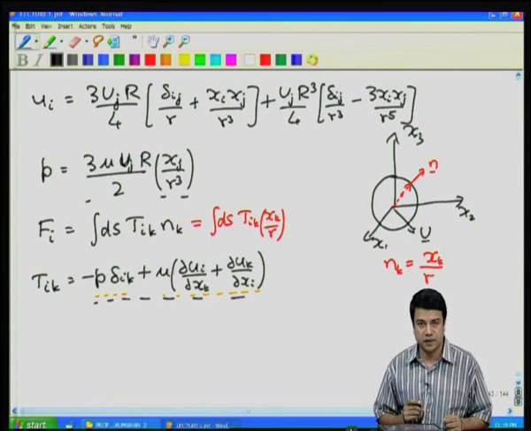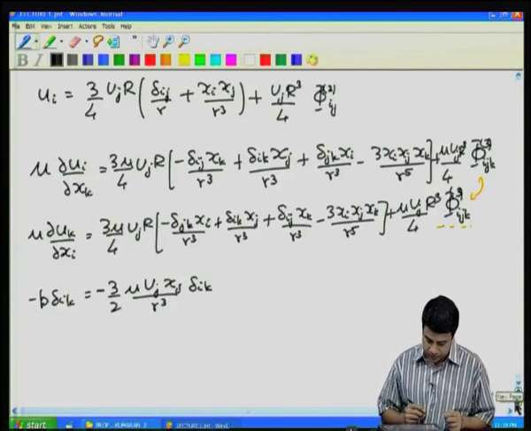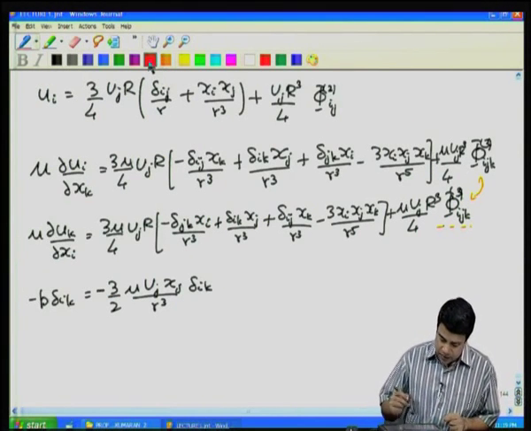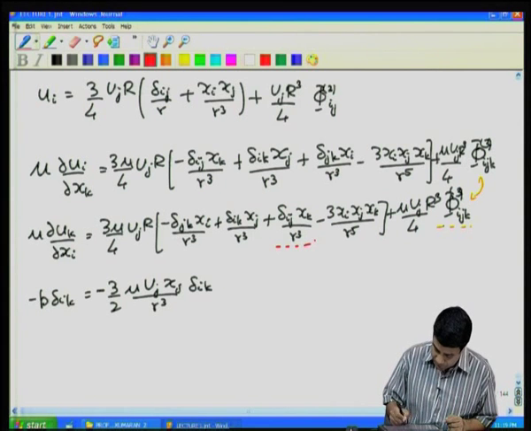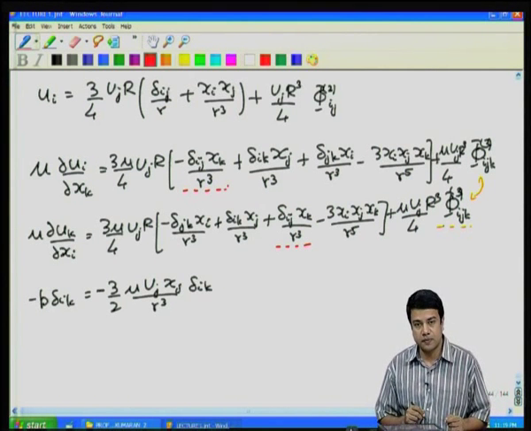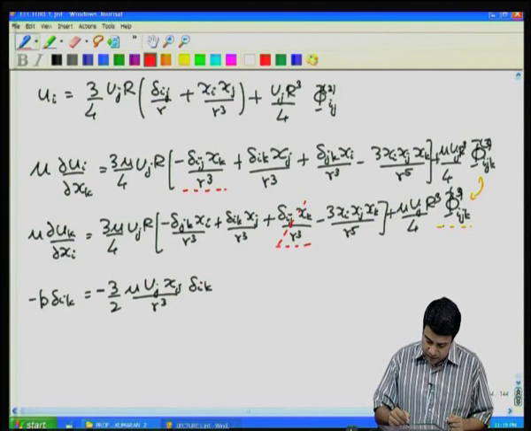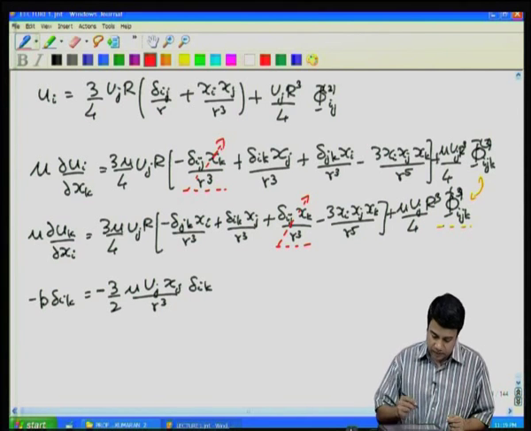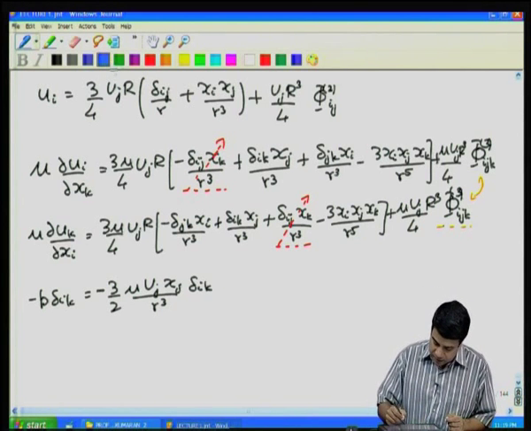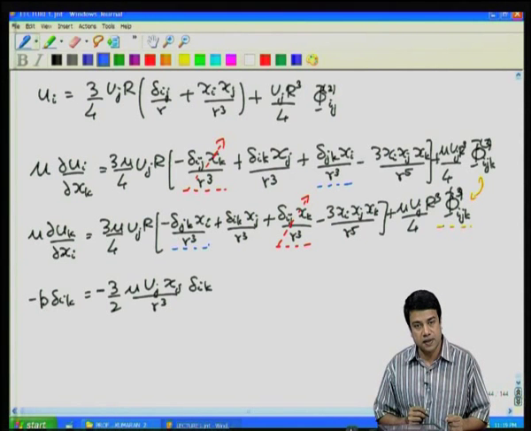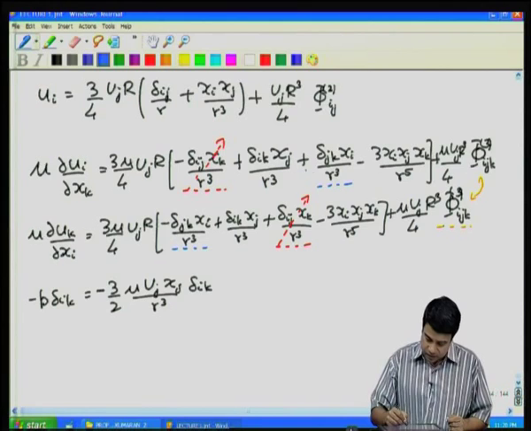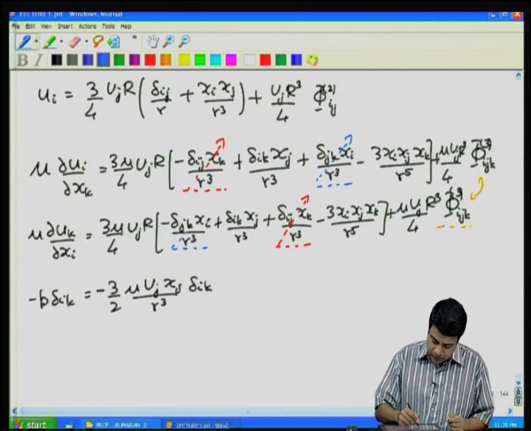Now, I have to simplify these. So, you can easily see that when I add these up, there are certain terms in the first set of brackets that will cancel out. This term and this term are the same, except that they appear with a negative sign. So, when I add it up, this term will cancel with this term. Similarly, this one and this one are the same, except that in the second expression they have a negative sign. So, these two will cancel out.